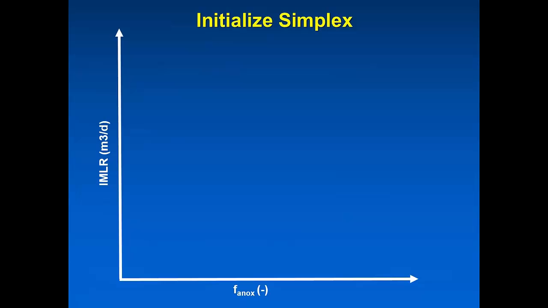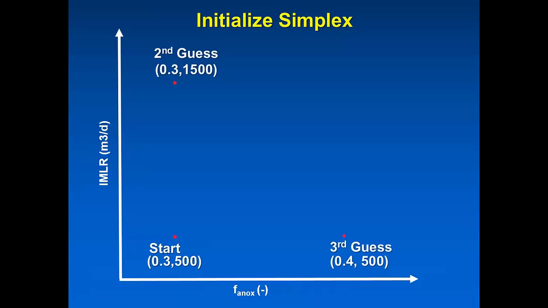So what it does is we have 2 parameters. So, I'm plotting this here, one versus the other. So we have an initial guess where we're going to start here. This is the anoxic fraction, 30%, and this is the internal mixed liquor recycle rate here, which is 500 meters cubed per day. So as I mentioned, we take n plus 1 points. So we take a second guess and then a third guess. And we move them around a little bit so that they're spread out from each other. And this forms a triangle. This is our simplex. This is our initial 3 guesses that we use to figure out which way is going to make a better guess and which way is going to improve the total nitrogen.